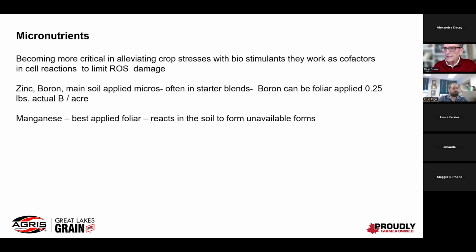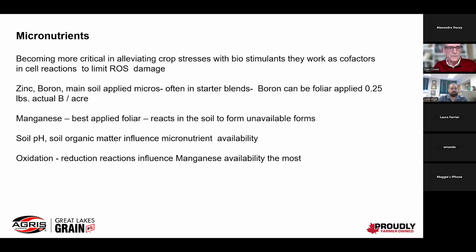Manganese is the wild card. It's best applied foliar because it reacts so much in the soil to form unavailable forms. It can be soil applied, but you want to put it with something like MAP that gives an acidifying band to keep it available longer. Soil pH and organic matter influence micronutrient availability in general terms, but for manganese, it's the oxidation-reduction reaction. When soils are dry, they oxidize manganese to unavailable forms. When it rains, it gets reduced to more plant-available forms. That's why you'll see your manganese deficiency become less after a rain.